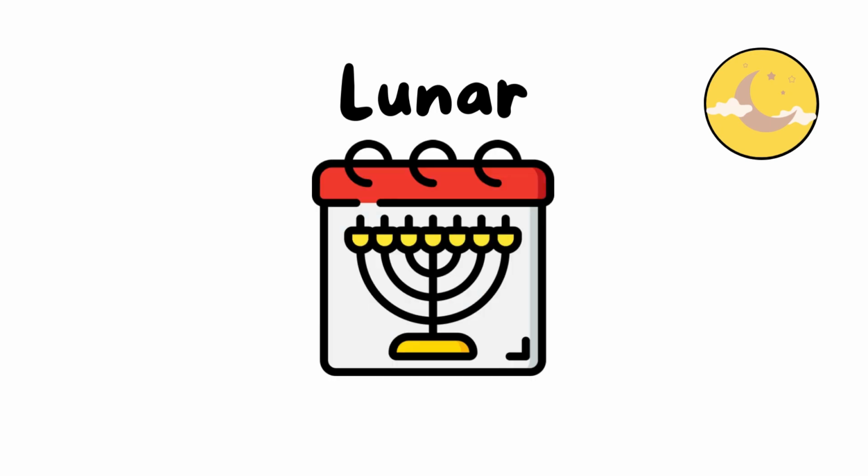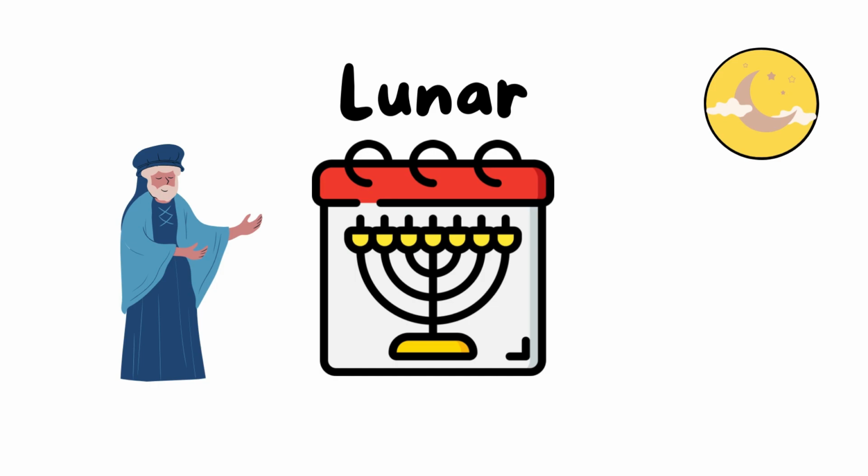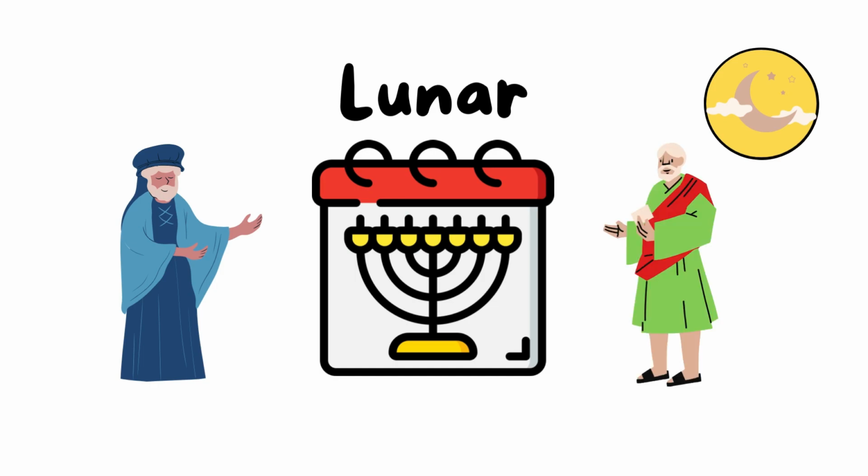Another example is the traditional Hebrew calendar, also a lunar calendar, but it's technically lunisolar because it adds a leap month every 2 to 3 years to keep the calendar in line with the agricultural seasons and solar year.